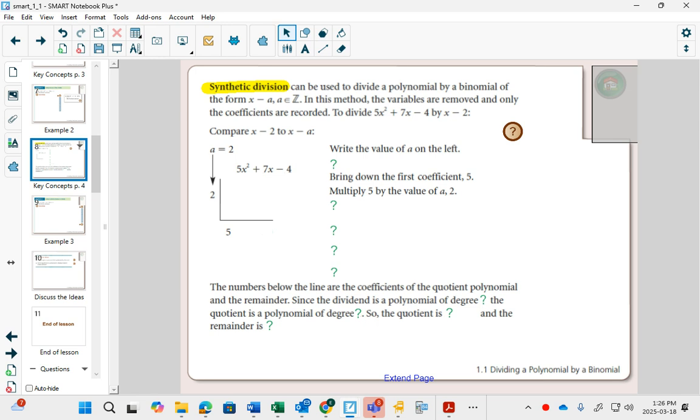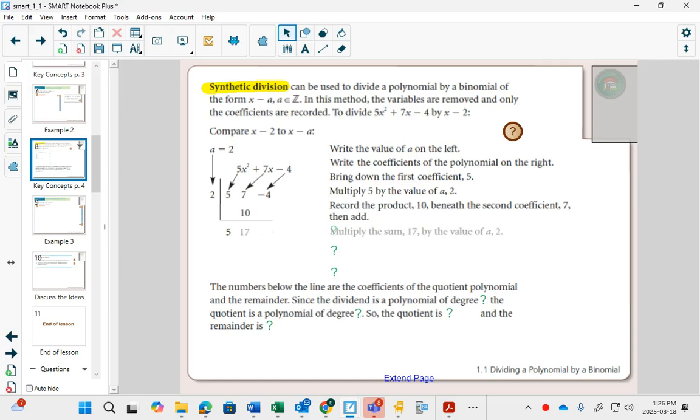If this is written in the correct order, write down the coefficients. If one is missing, we need to add a 0. Bring down that first number, multiply, and then add. Multiply, and then add. Multiply, and then add, and the very last number you get is your remainder. And so from here, you could write your division statement.